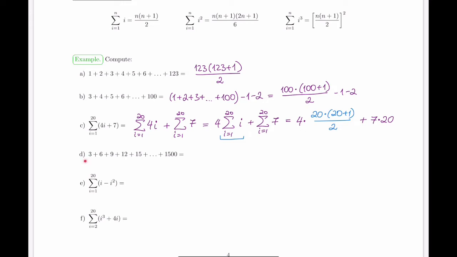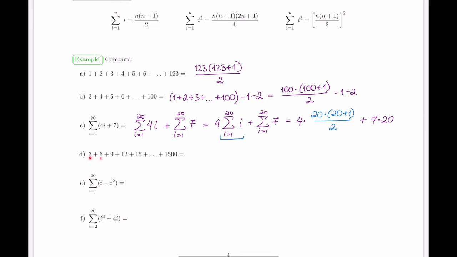Next up, 3 plus 6 plus 9 plus 12, and so on. So one thing I notice here immediately is I'm not increasing the numbers by 1 anymore. So this is different from the format up here. So I cannot just shift my sum by a couple of terms. I actually have a significantly different sum.